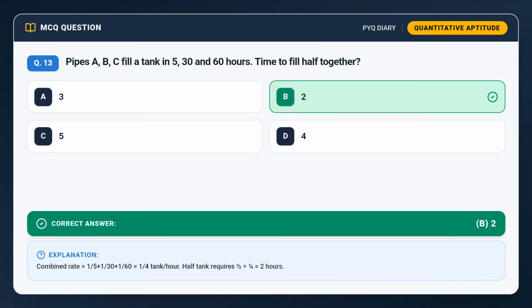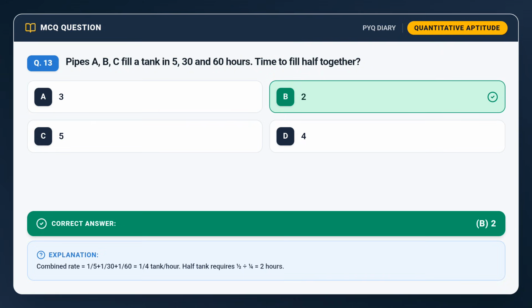Question number 13. Pipes A, B, and C can fill a tank in 5, 30, and 60 hours respectively. What is the time taken to fill half of the tank when all three pipes work together? Your options are A, 3, B, 2, C, 5, and D, 4. The correct answer is B, 2.